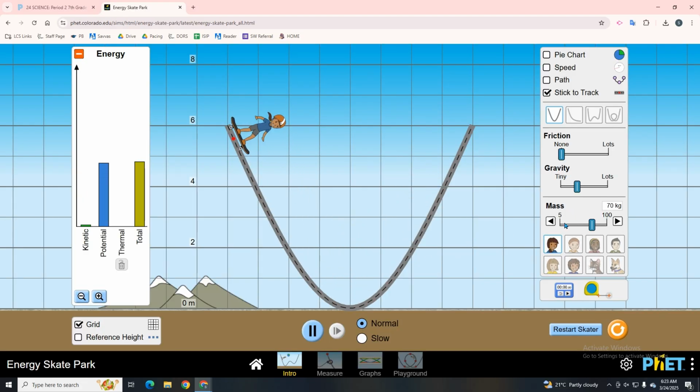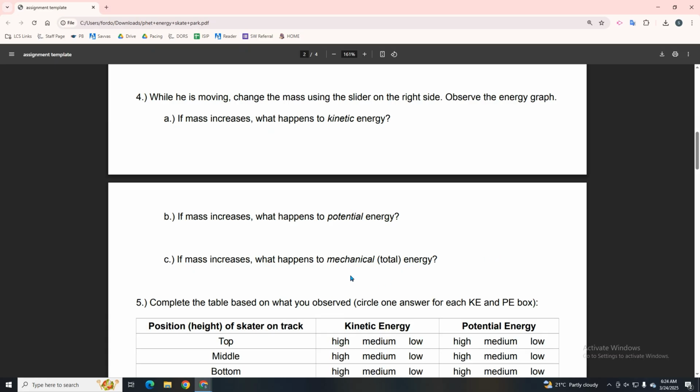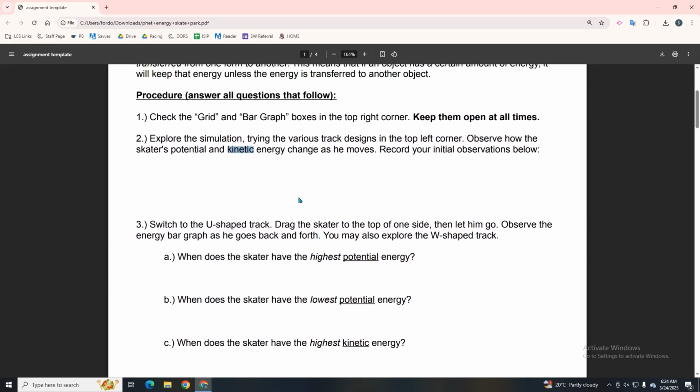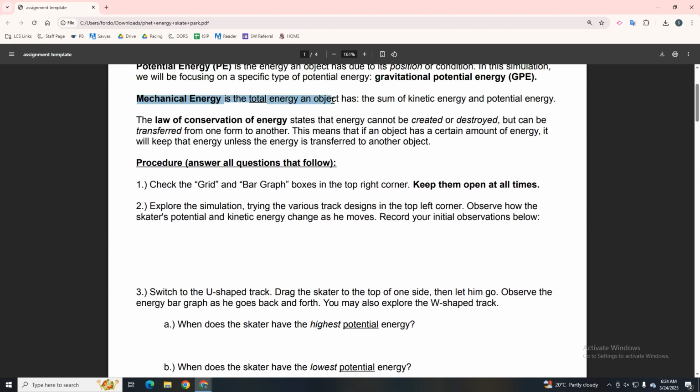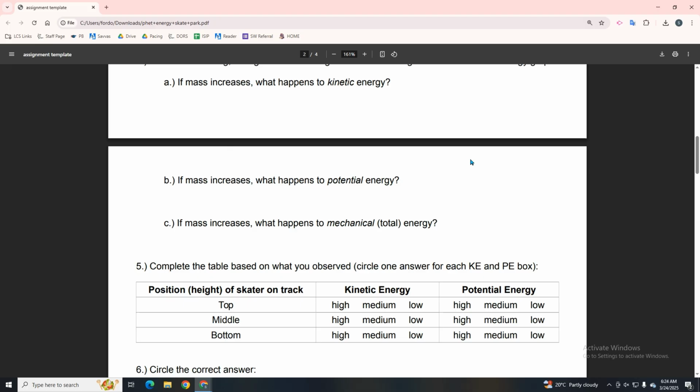Okay. Like it says, move up and down the mass and see what's happening to the kinetic and potential energy. You do that right here in the slider bar. If mass increases, what happens to the mechanical energy? If you forget, mechanical energy is the total energy the object has, or the sum of the kinetic and potential energy. You'll write down what is happening to the total energy.